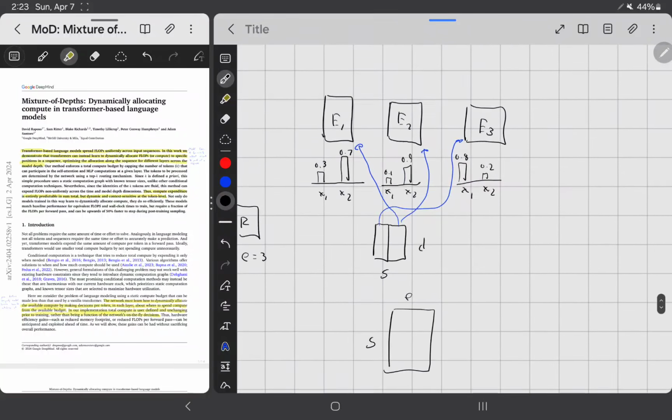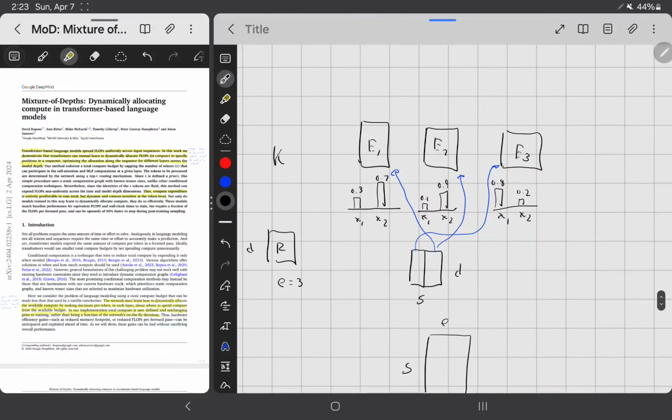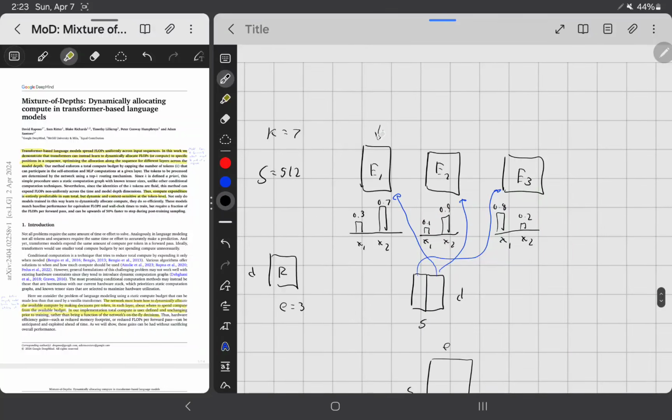Expert choice, which is usually what's chosen, is a lot easier to deal with because you can allow each expert to choose the top K tokens. In this case, there's just 2, so top K doesn't matter unless K is 1. But in the case where S is equal to 512, you can have K equal to like 7 or something like that. Then you know for sure that each expert will have 7 tokens. It'll always have 7. So you know the compute, and you know that every expert is going to be utilized.